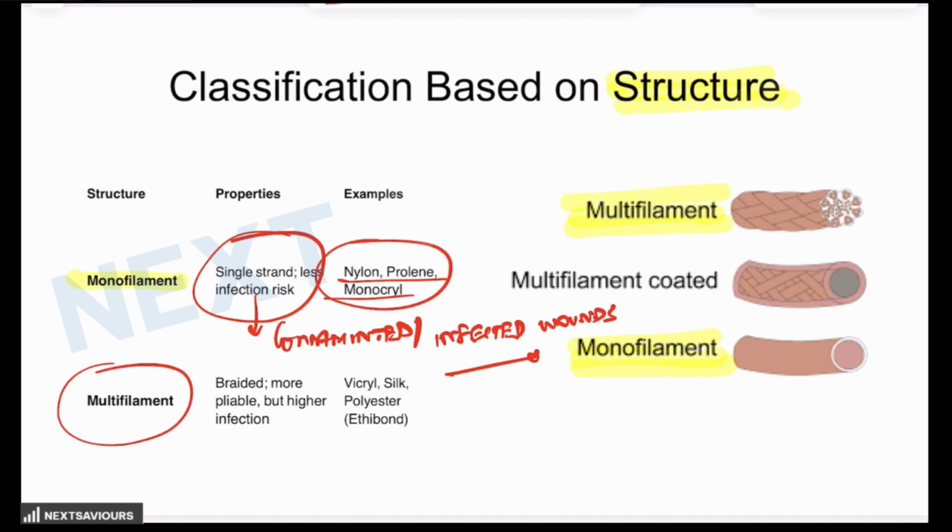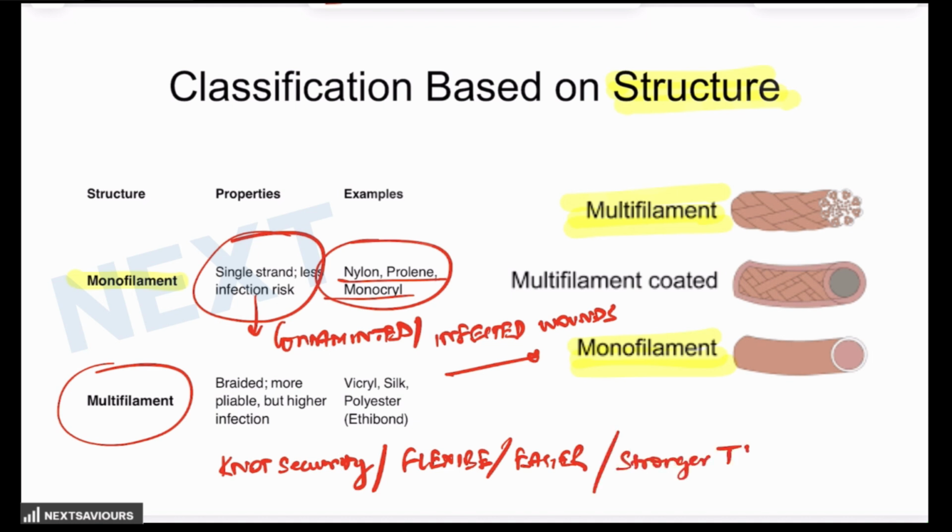On the other hand, the advantages provided by the multifilamentous suture are that it has better knot security, it is more flexible, it is easier to handle because it has a better grip for the beginners, and it has a stronger tensile strength per size of the thread. And the examples are vicryl, silk, and polyester.